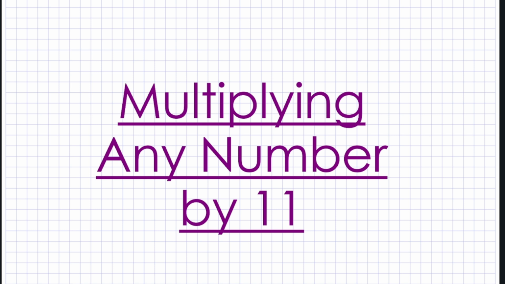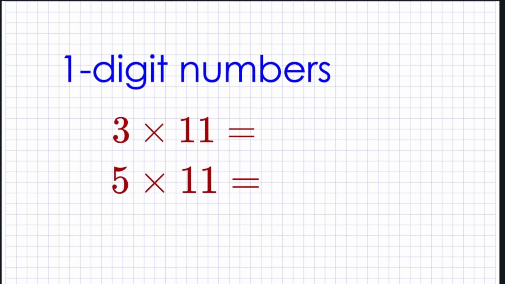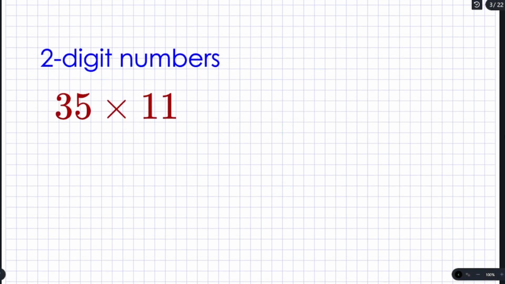In this video, we're going to learn how to multiply any number by 11. And most people already know the shortcut for multiplying a one-digit number by 11. If you don't, here it is real quick. 3 times 11, you just duplicate the number 3 two times. And then 5 times 11 is 55. Okay, well, what about two-digit numbers multiplied by 11? How do we do that?